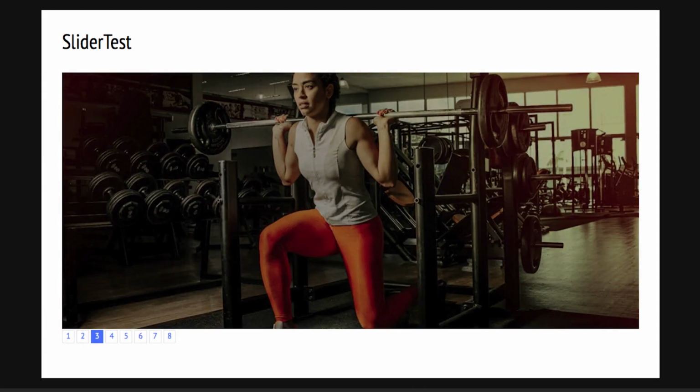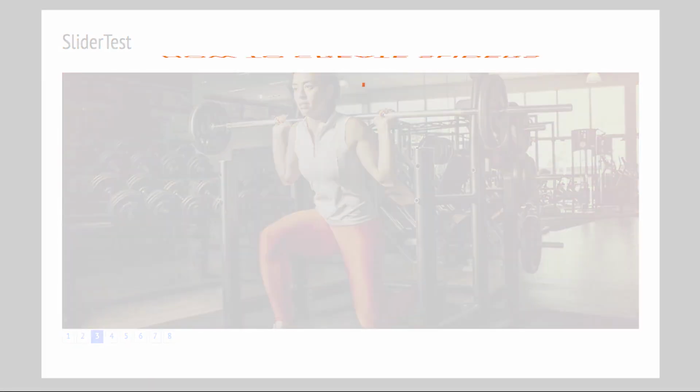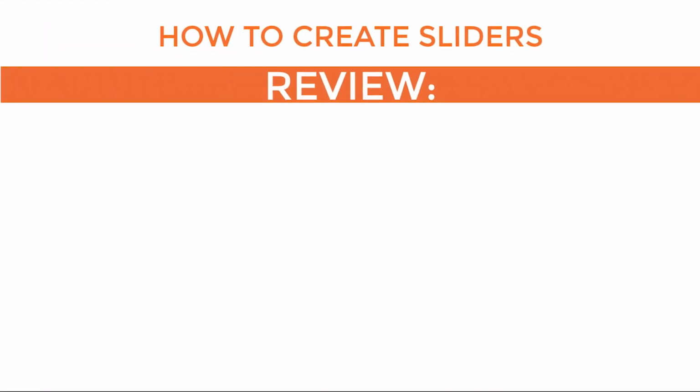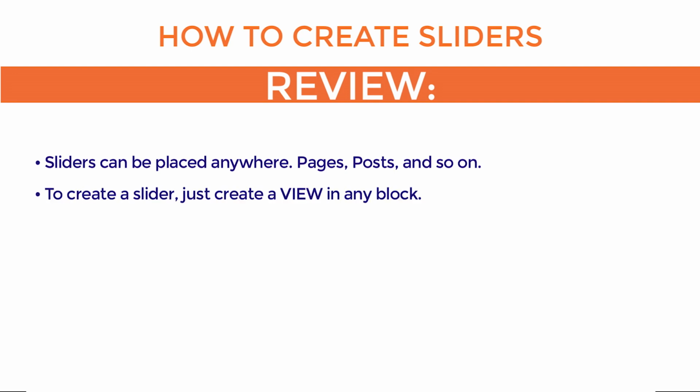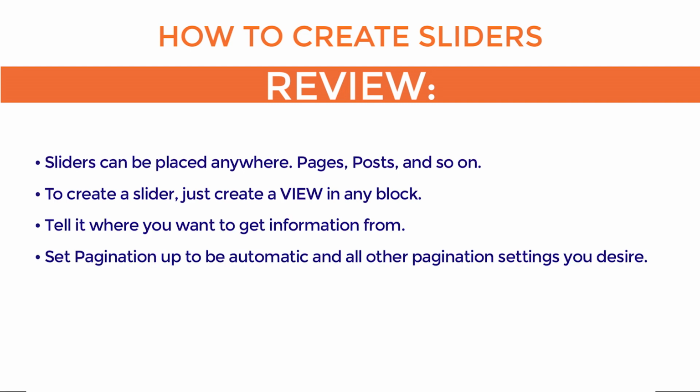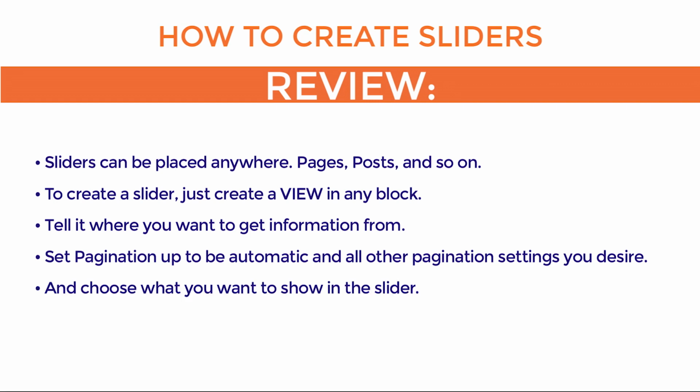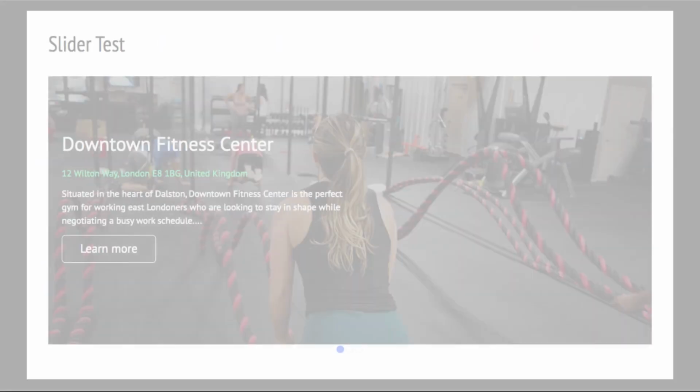This is what our slider would look like. Let's review what we've learned so far. Sliders can be placed anywhere, pages, posts, and so on. To create a slider, just create a view in any block. Tell it where you want to get information from. Set pagination up to be automatic and all other pagination settings. And choose what you want to show in the slider. So far, we've shown images. Now let's show you how to create even more complex sliders.